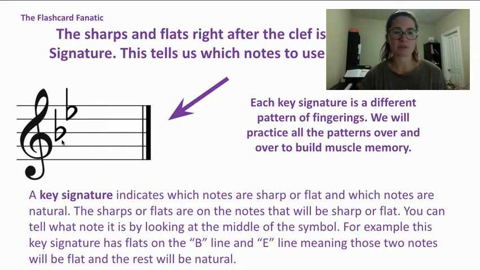Same thing with sharp. If this was sharp, if it was on the line or the space, we can tell if it's on a line or a space because of where the line goes. So it goes through the middle of the flat or the middle of the sharp.